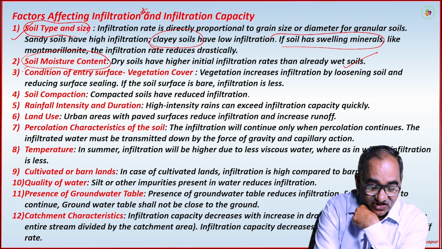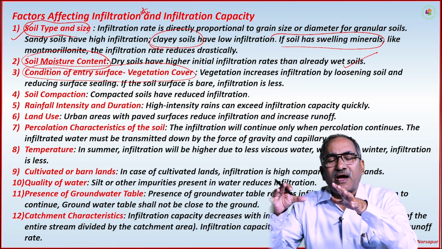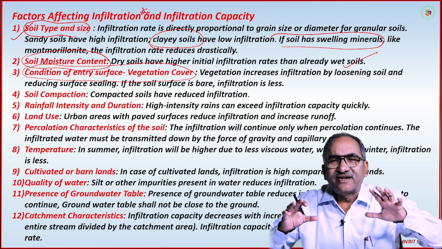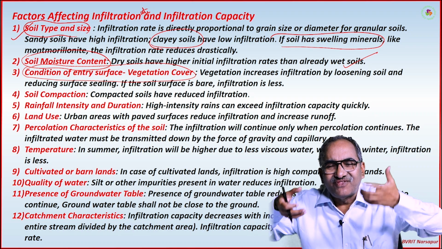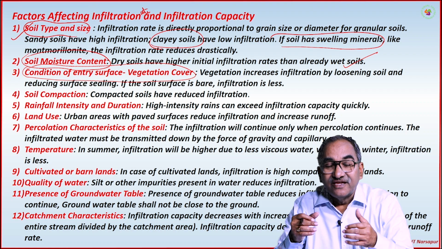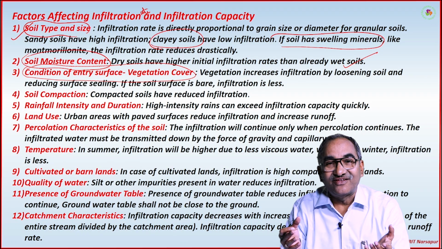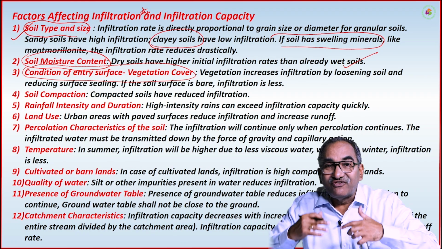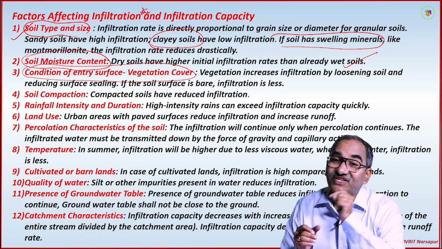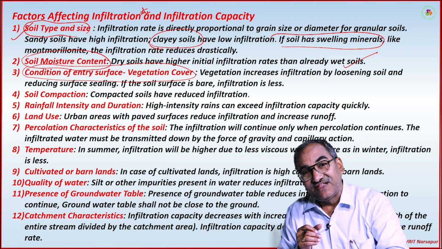Then what is the condition of the entry surface? Suppose you take an agricultural area which is already plowed and ready. When the farmer wants to sow his crop, before supplying water to the crop, he plows the ground. So the top layer of the soil is in loose condition. In such a case, if the rainfall occurs, the infiltration rate is very, very high.